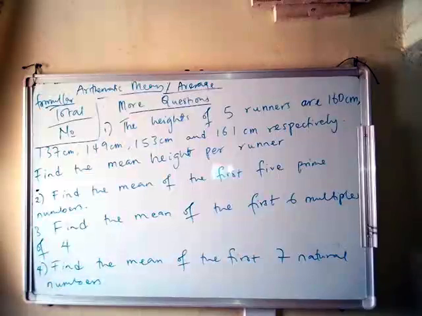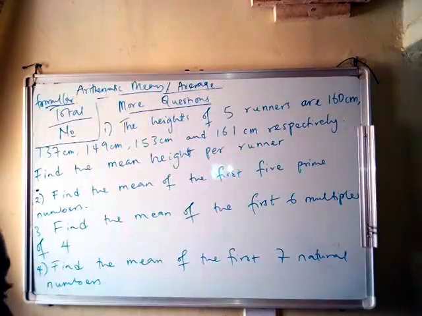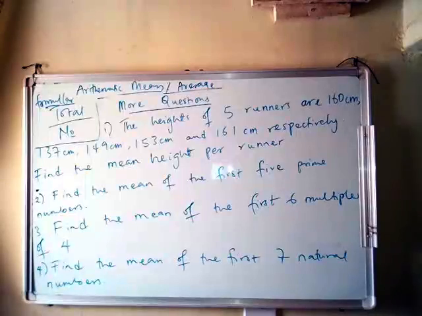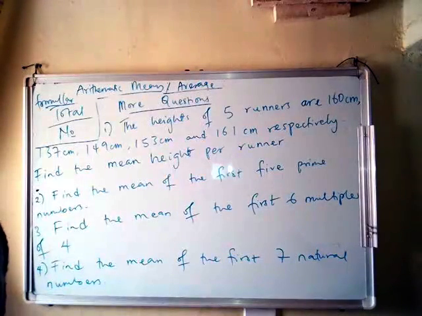Number 4, find the mean of the first 7 natural numbers. So I'm giving you that homework. Find out what natural numbers mean and find their arithmetic mean. So these ones are very easy, not so. So it's up to you to think about and solve them. Remember, I need them sent to me on WhatsApp, right?